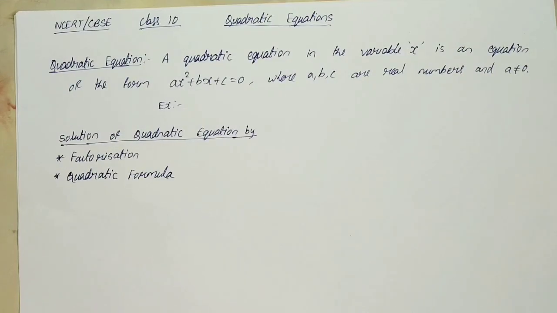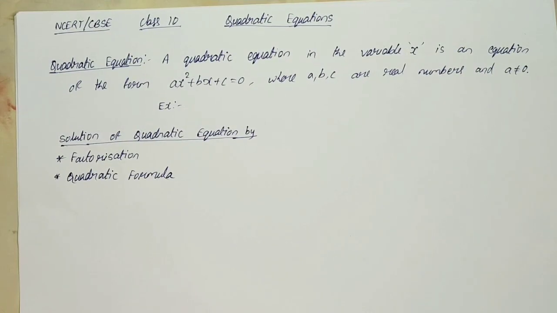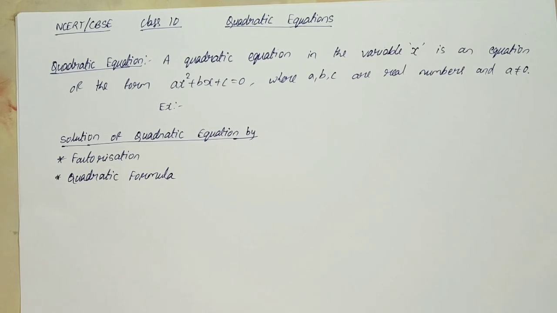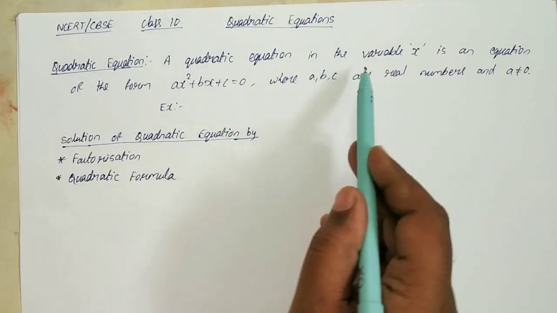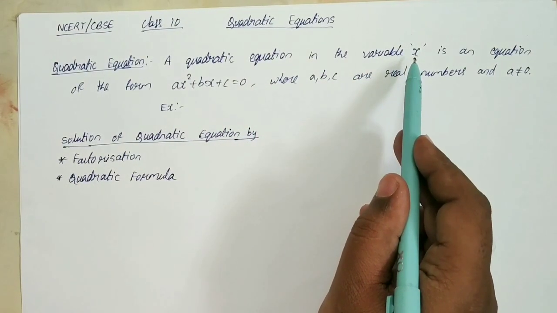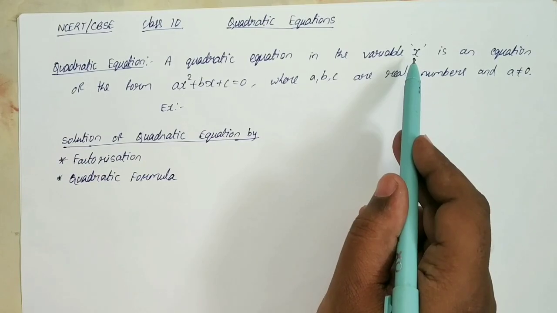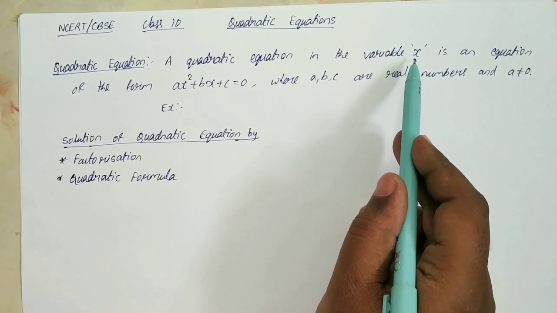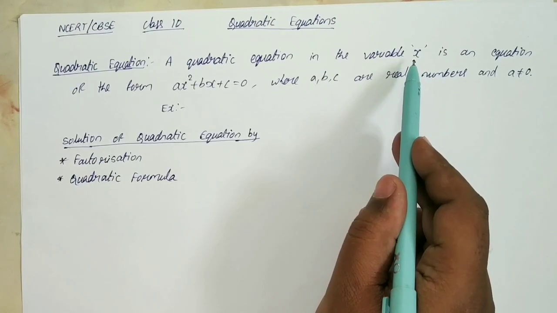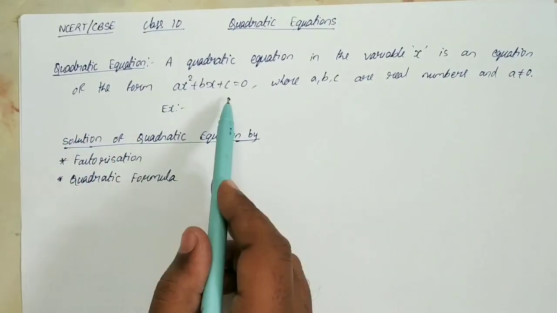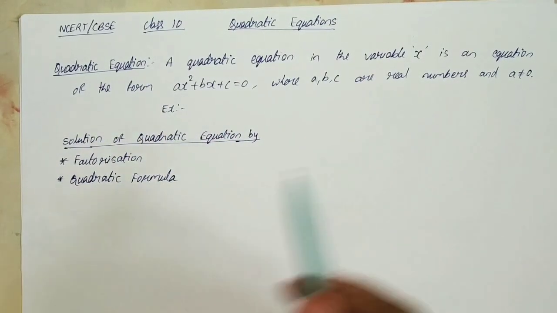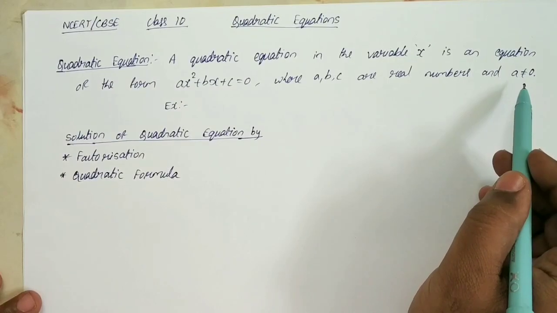Today we are going to start the new chapter, that is the fourth chapter of your syllabus, which is quadratic equation. So what is quadratic equation? As you all know, quadratic means having the highest power 2, right? So then what is a quadratic equation? The quadratic equation in the variable x, we are talking in which variable? In the variable x. So a complete equation must have only one type of variable, either x or y or z. So here we are talking about variable x: an equation of the form ax square plus bx plus c, where a, b, c are real numbers and a not equal to 0.